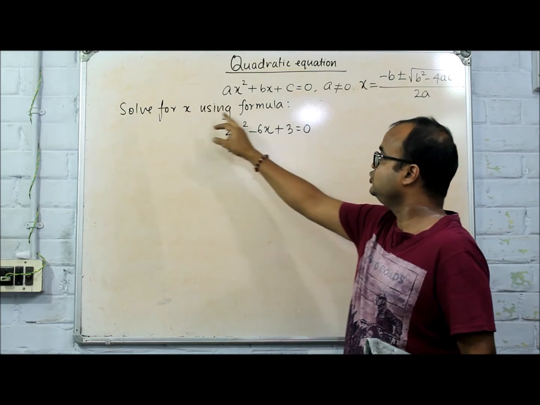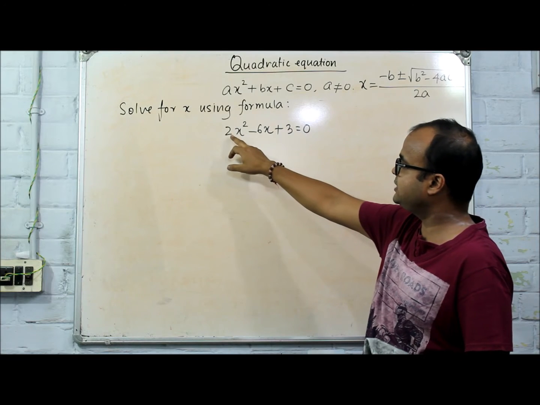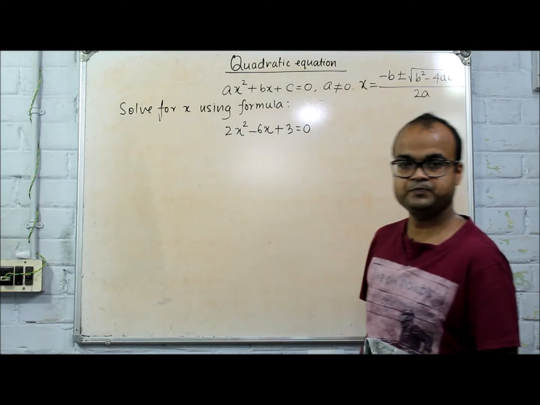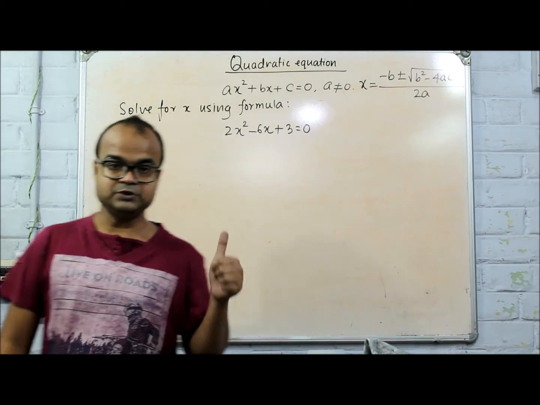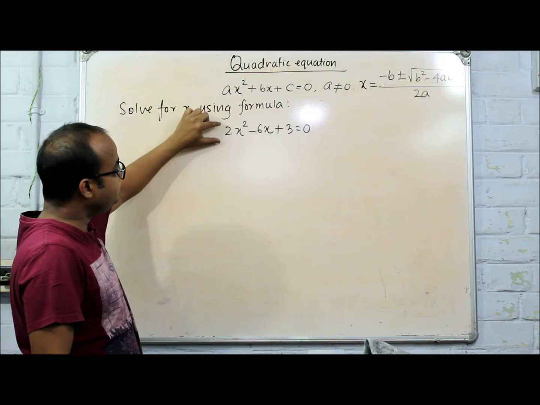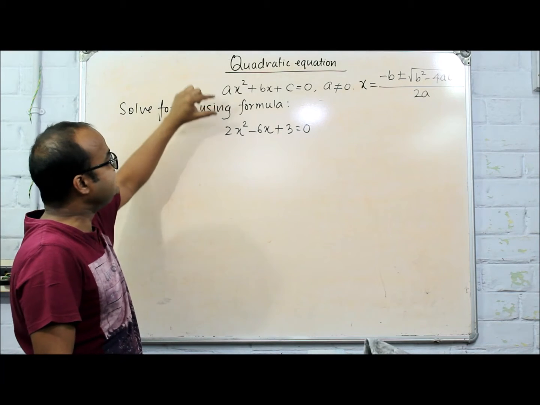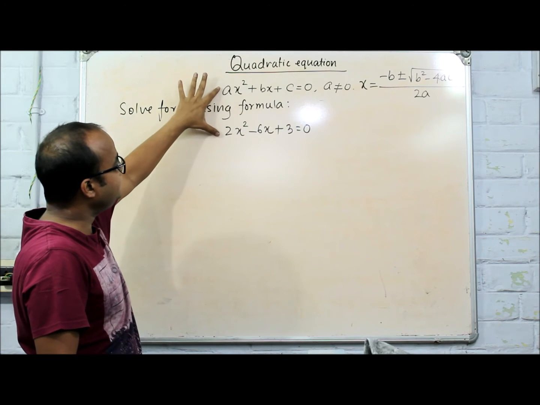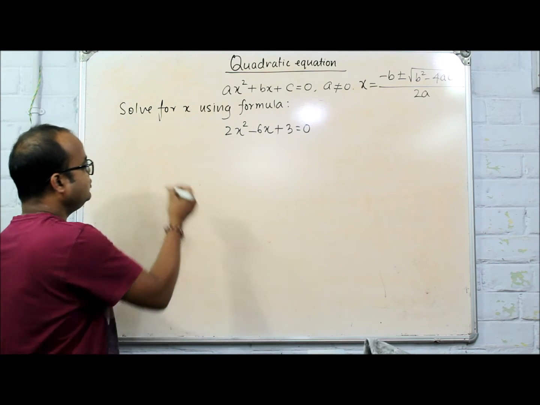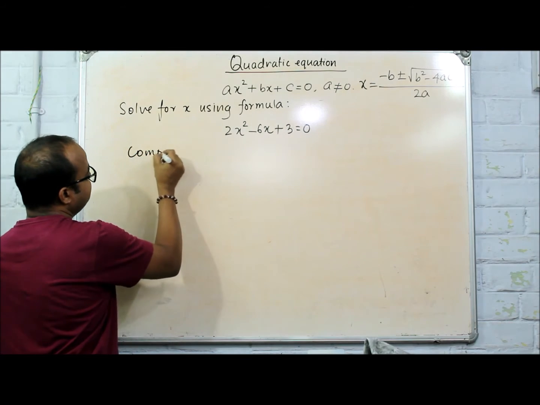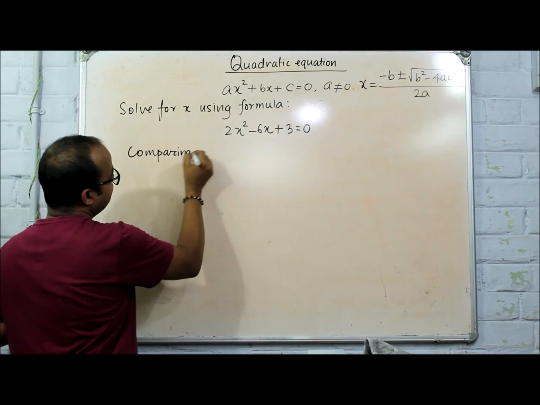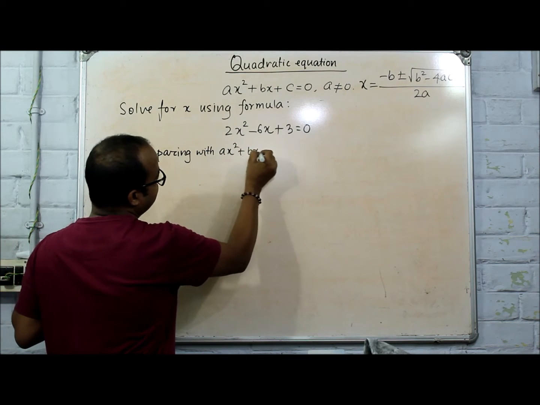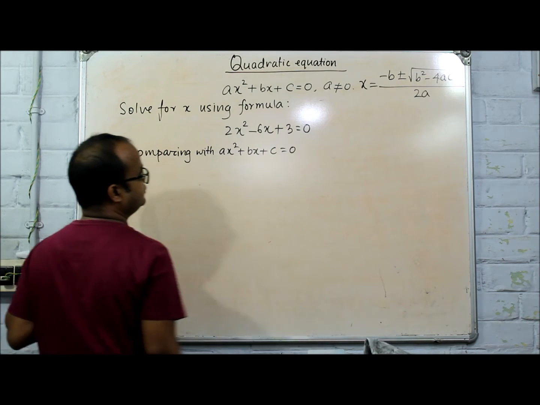Solve for x using the formula. The equation is given as 2x square minus 6x plus 3 is equal to 0. Now the first step is we compare the given equation with the standard form of the quadratic equation. That means we compare these two equations. So we write, comparing with ax square plus bx plus c is equal to 0, we get.